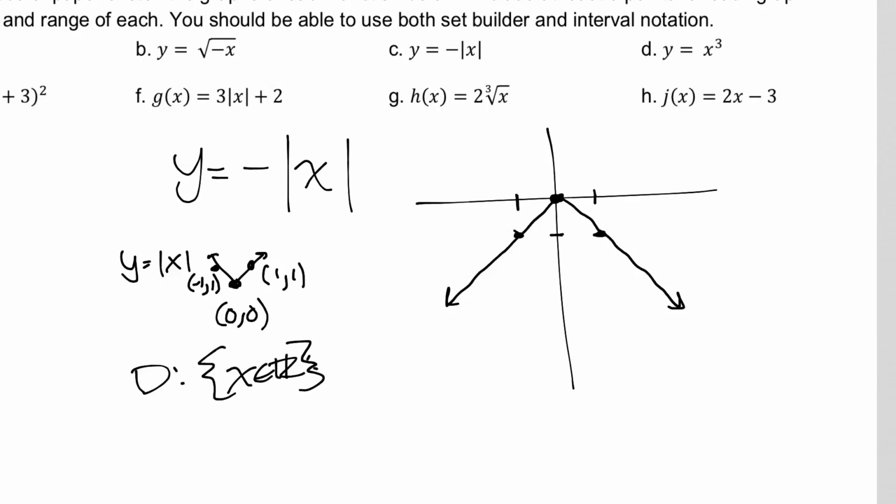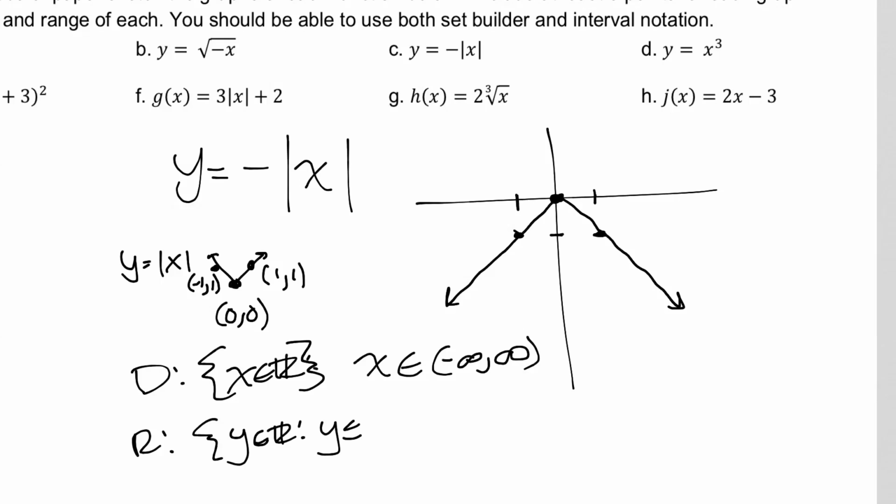So we have that. Again, if you're doing interval, it's in the interval going from negative infinity to positive infinity with parentheses. Range, we're talking about y values in the set of real numbers such that all of our y values are less than or equal to 0. Or if you're doing interval notation, y is in the interval going from negative infinity up to and including 0.